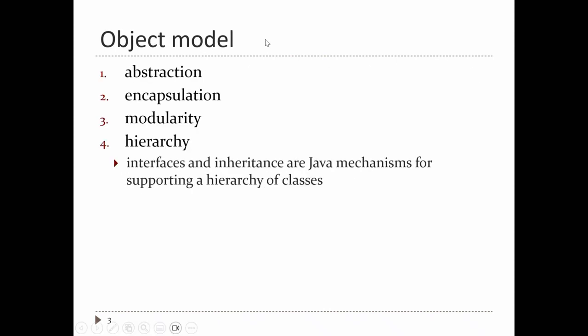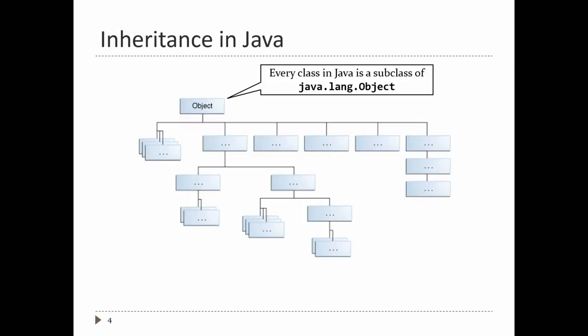Remember our object model. We have abstraction, encapsulation, modularity. The fourth item of the object model, which we haven't talked about yet, is hierarchy. In the object model in Java, hierarchy is represented using interfaces and inheritance. By hierarchy, I mean that your classes are related in a hierarchical structure. There's some class at the top, which in Java is always Object, and then there are classes at the bottom.